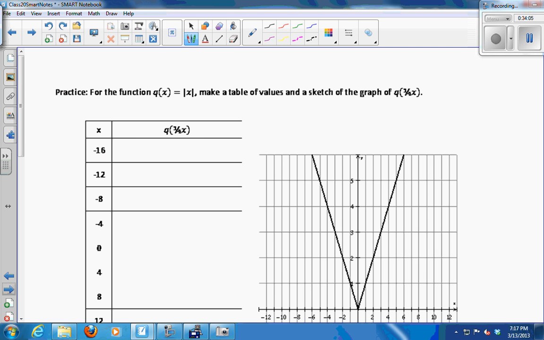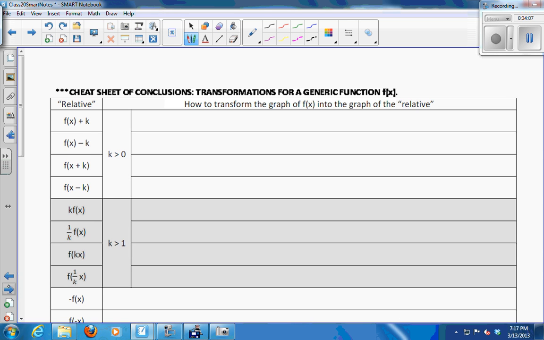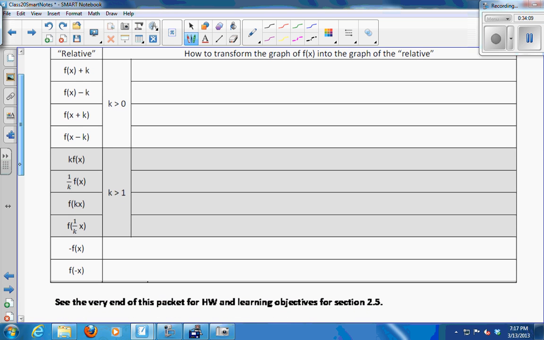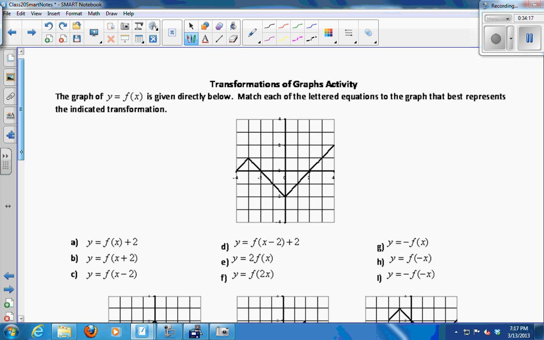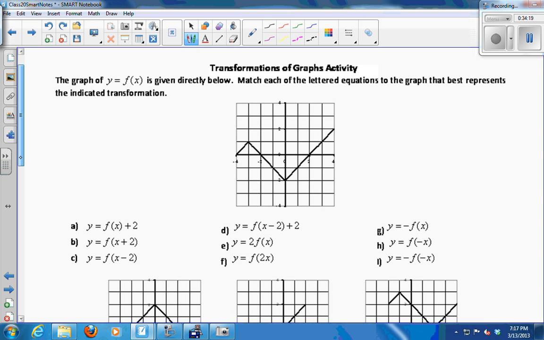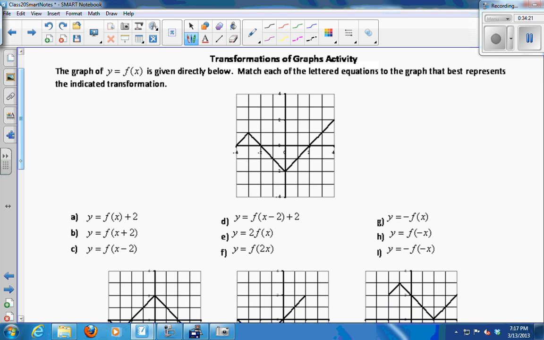All right, we'll skip the practice. We now know how to do the missing 4 transformations. You can fill those in on your own time. And with the 3 minutes we have left, see if you can do this little matching activity. This is the original function f. Match the equations to their graphs.